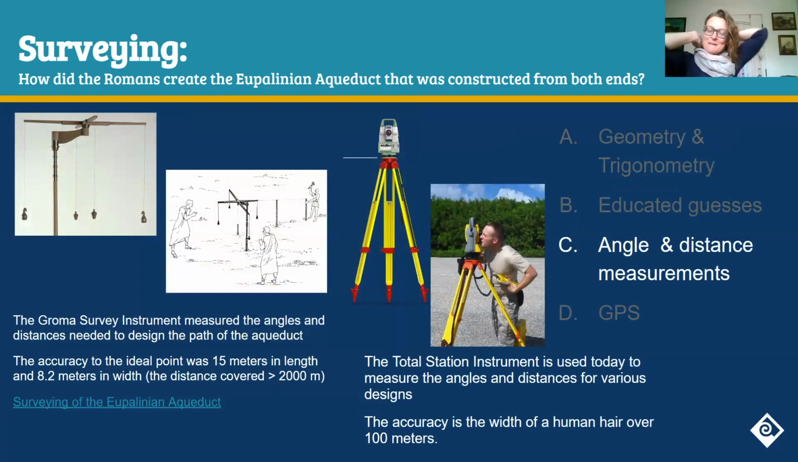So angle and distance measurements. Yeah, surveying is all about measuring angles and distances very precisely. And so this is just a little bit of a window into the history of the surveying technology, the Groma survey instrument. So this is what the Romans developed. And there's quite a lot of really interesting and fascinating information to learn about how the Romans managed to build this particular aqueduct, along with a lot of the other things that they built.